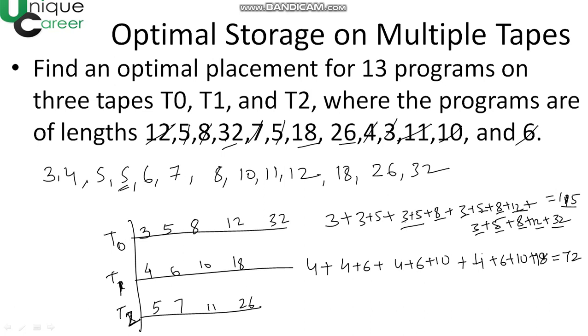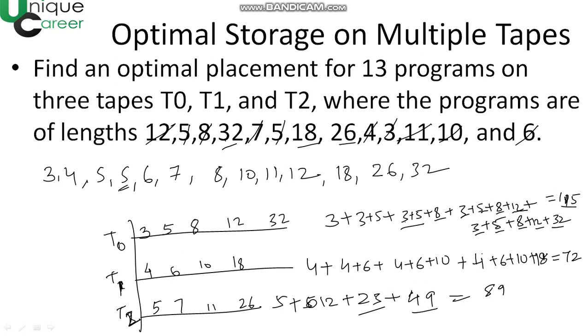For the third one it will be 5 plus 5 plus 7 comes to be 12. Then 5 plus 7 plus 11 comes to be 23. And 5 plus 7 plus 11 plus 26 comes to be 23 plus 26, 49. So this comes to be 5 plus 12, 17, 17 and 40, 89.